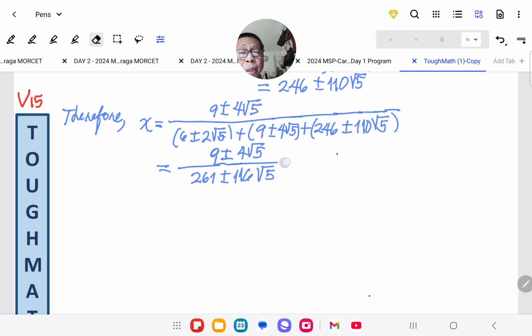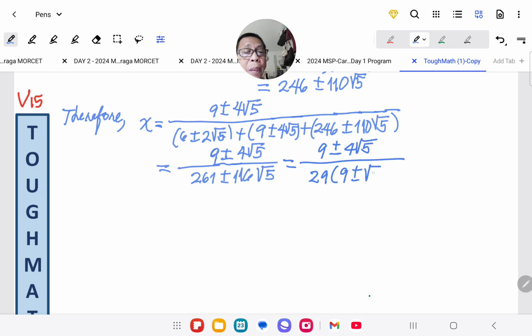Which is equal to 9 plus or minus 4 square root of 5, and we have 29 times 9 plus or minus 4 square root of 5. So we have 1 over 29. So this is the answer to the question.